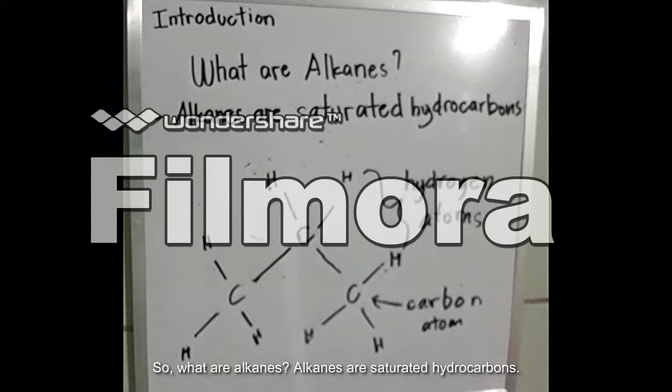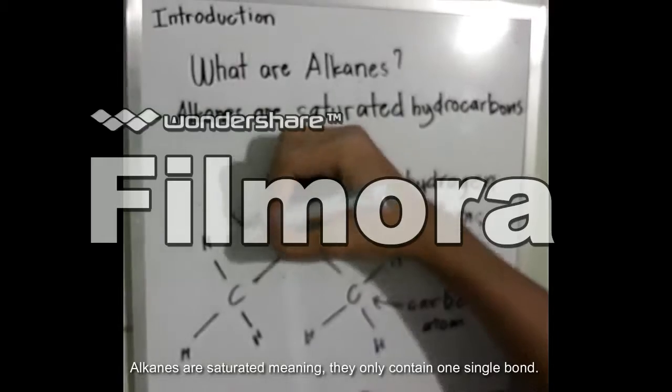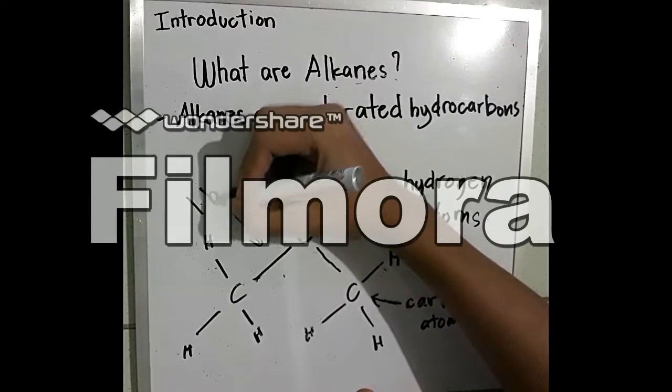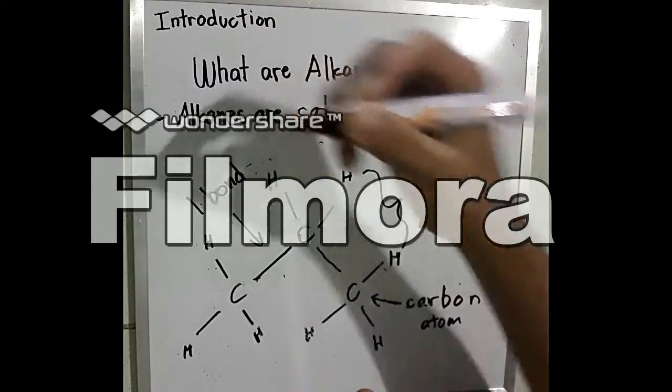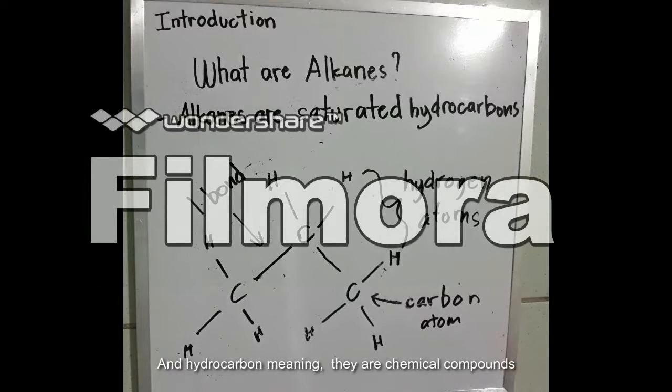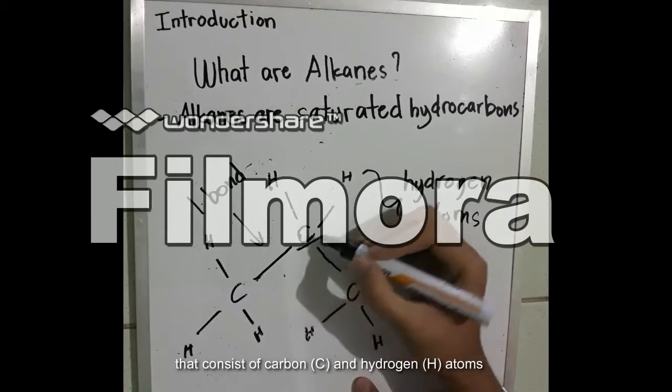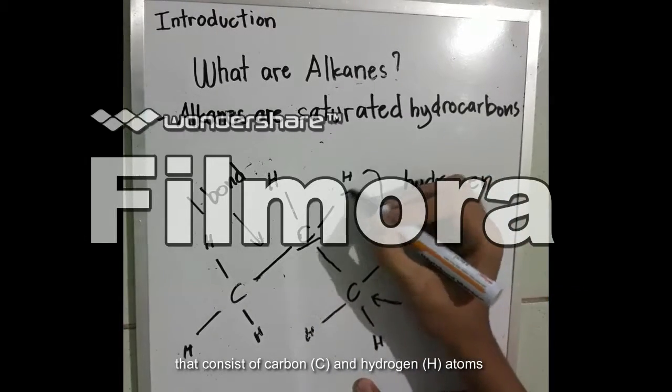Alkanes are saturated hydrocarbons. We have here an example of a structure of an alkane. Alkanes are saturated, meaning they only contain single bonds. And hydrocarbon, meaning they are chemical compounds that consist of carbon and hydrogen atoms.